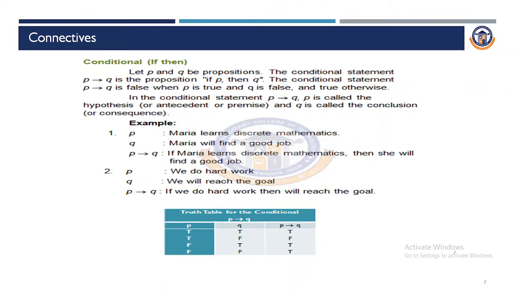Right? Take another example. P denotes we do hard work. Q denotes we will reach the goal. P conditional Q is if we do hard work, then we will reach the goal.